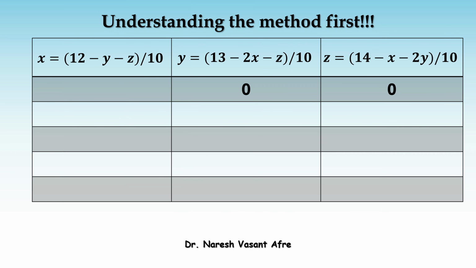We initialize y and z as 0. Use this value of y and z to compute x. That is, in the formula of x, we will put y equal to 0 and z equal to 0. And that gives you x is equal to 12 by 10, which is 1.2.